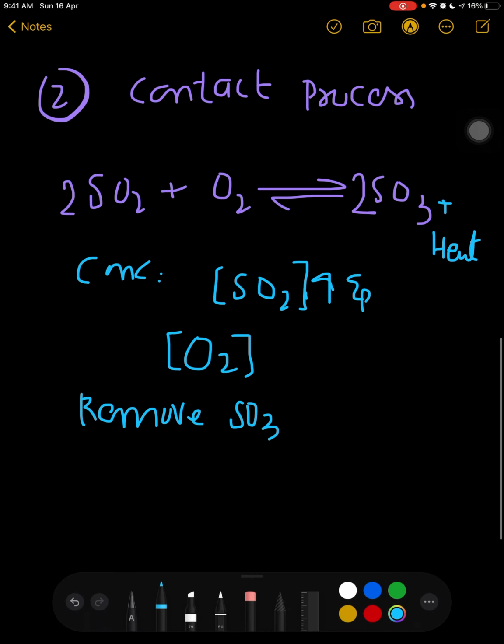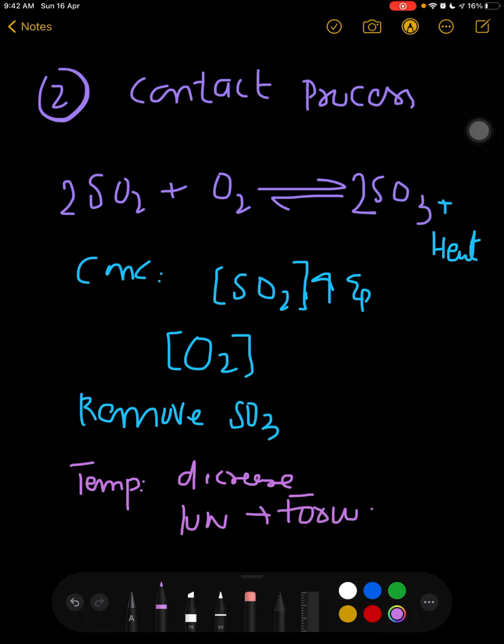Here heat is also released, as it is an exothermic reaction. Now if we talk about the temperature, we know that when we increase the temperature, the reaction proceeds to the side where it is endothermic. So if we decrease the temperature, it will proceed to the side where it is exothermic. So we will lower the temperature, so the reaction will proceed towards the forward direction, right?